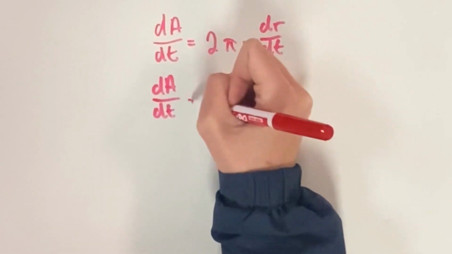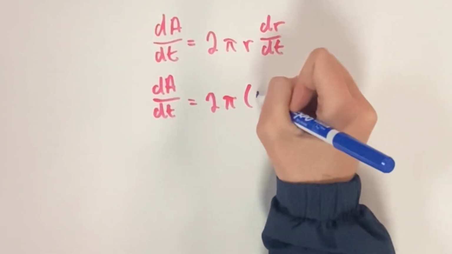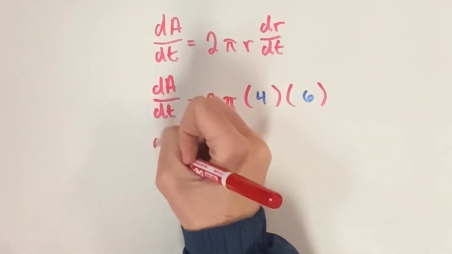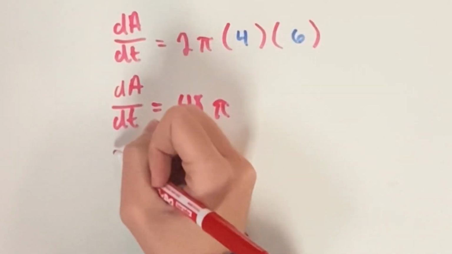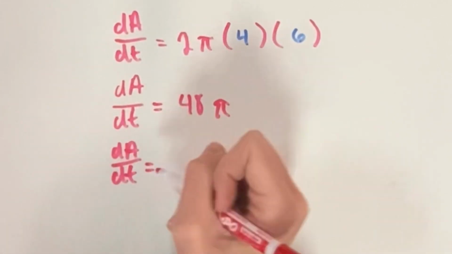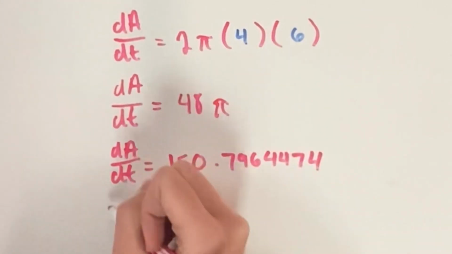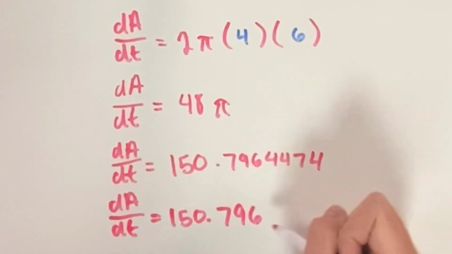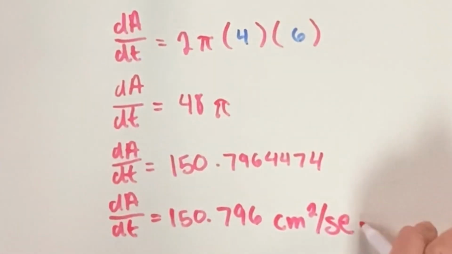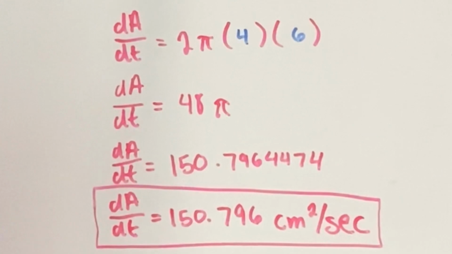Next, we can plug in the fixed values into dA/dt. Plug in 6 for dr/dt and 4 for r. We are left with 48 pi. We can then simplify 48 pi into 150.7964474. However, we must always round to 3 decimal places. This means the rate of change of the area is 150.796 centimeters squared per second.